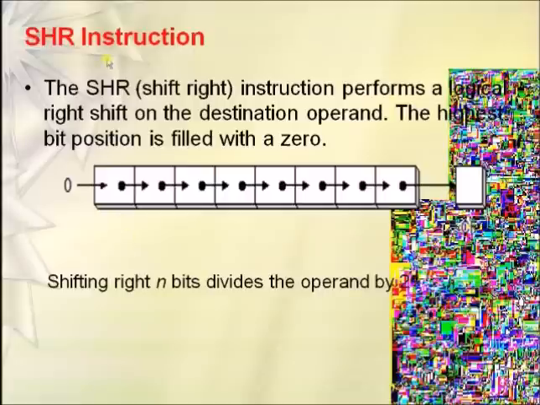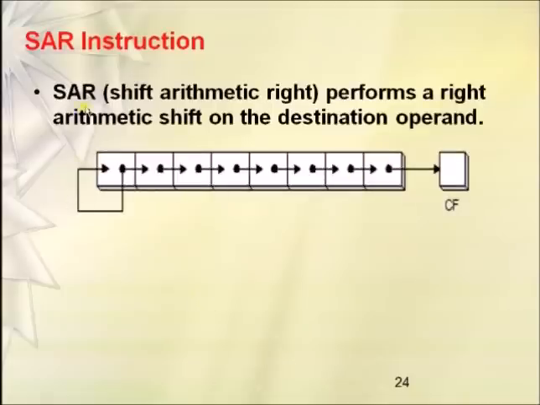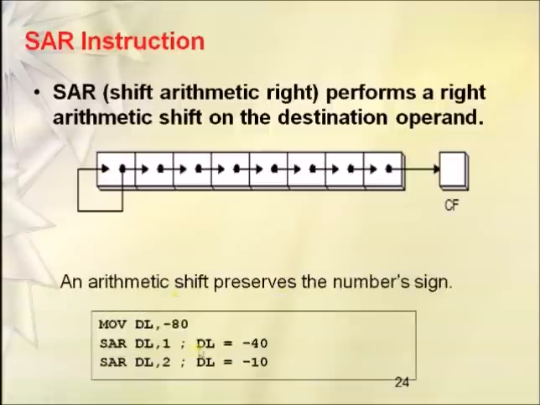Now you have the shift right instruction. It performs the shift right operation, where the LSB is moved into the carry flag. Shift right n bits divides the operand by 2 power n. So left shift does the multiplication operation, whereas right shift does the division operation. Now shift arithmetic right, as we know, preserves the MSB and then carries out the shift right operation, where the LSB is moved into the carry flag. As you can see in one of the examples here.